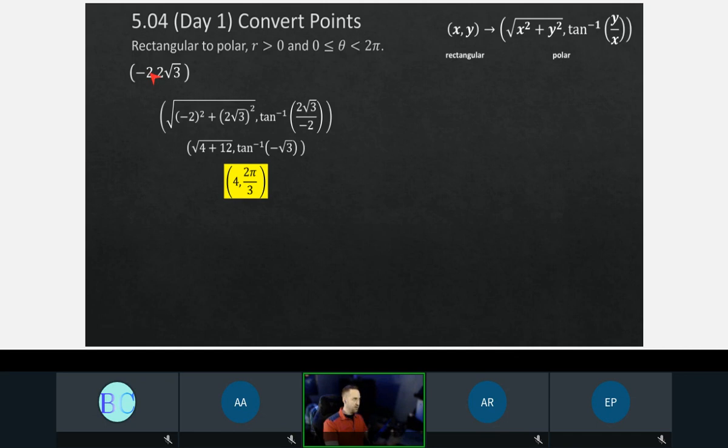So your rectangular is -2, 2 root 3. So that is in quadrant 2. X is negative, Y is positive. So our answer should be something that appears in quadrant 2. And 2 pi over 3 does. Does that make sense, Caitlin? Yep.